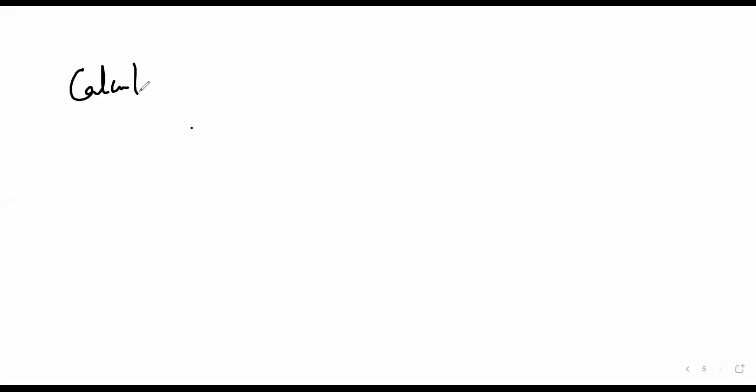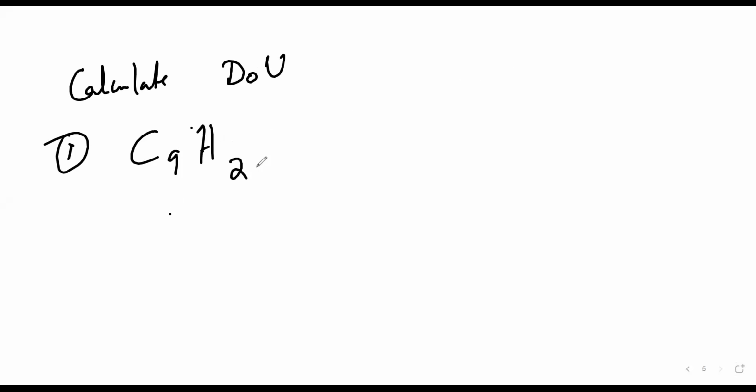Calculate the degree of unsaturation. The first one is C9H20. First thing for us, we have to check whether it's an alkane.